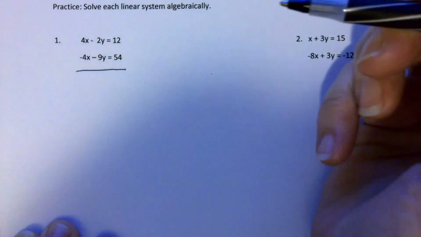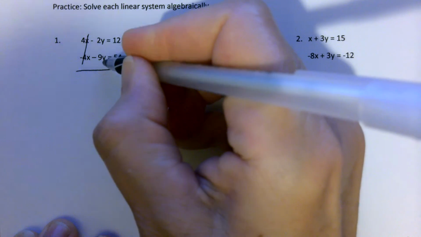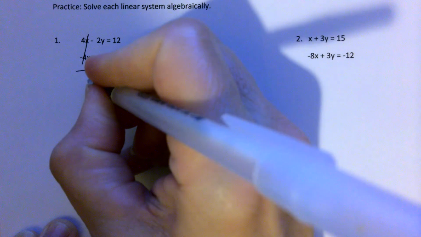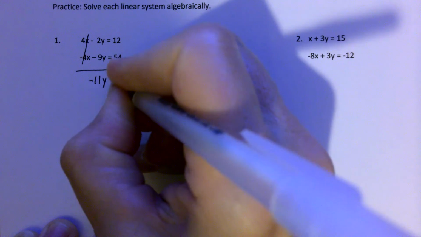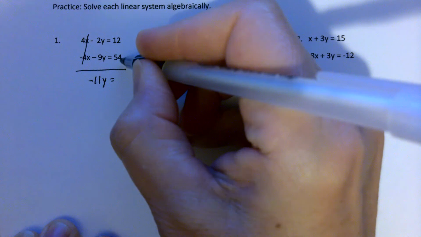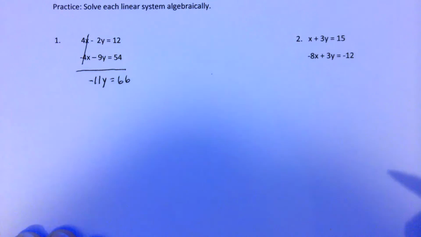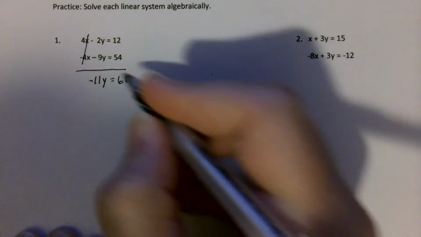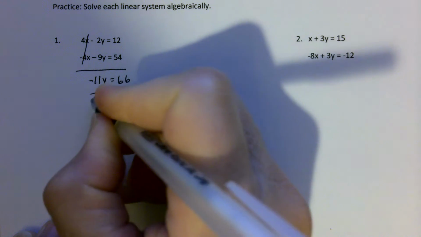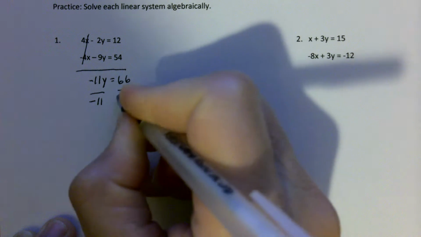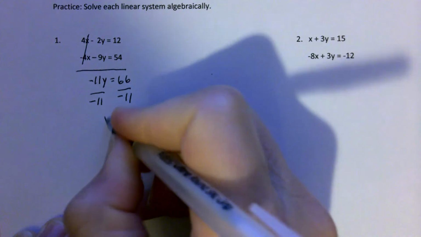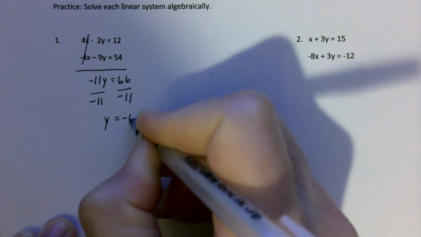4x and negative 4x is a zero pair, so I can just put a line through that. Negative 2y and a negative 9y is a negative 11y. And we add the constants as well, and we get 66. Now we solve for y. Instead of multiplying by negative 11, we divide by negative 11. You do that to both sides, and y equals negative 6.